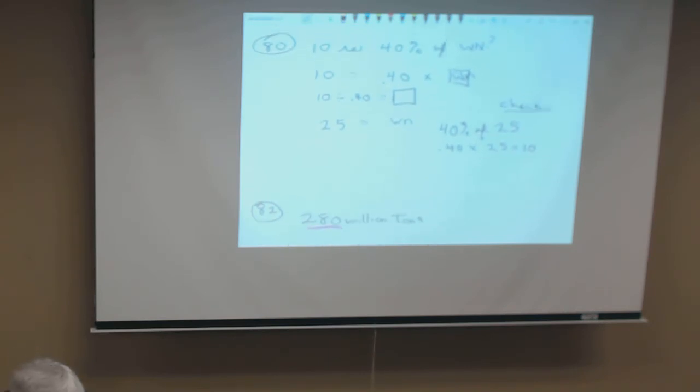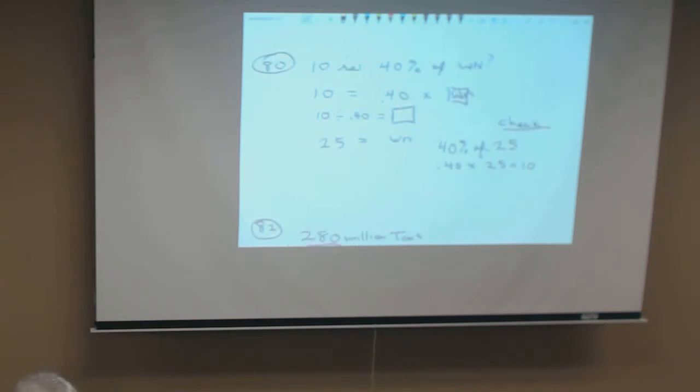Number 80. 10 is 40% of what number? So my empty box is over here. Of is times. 40% is 0.40. So 10 divided by 0.40 equals the box. What's 10 divided by 0.40? 25. So 25 is my number. There you go. And if you want to check it out, 40% of 25 is 10. Take 25 times 0.40 and you get 10.